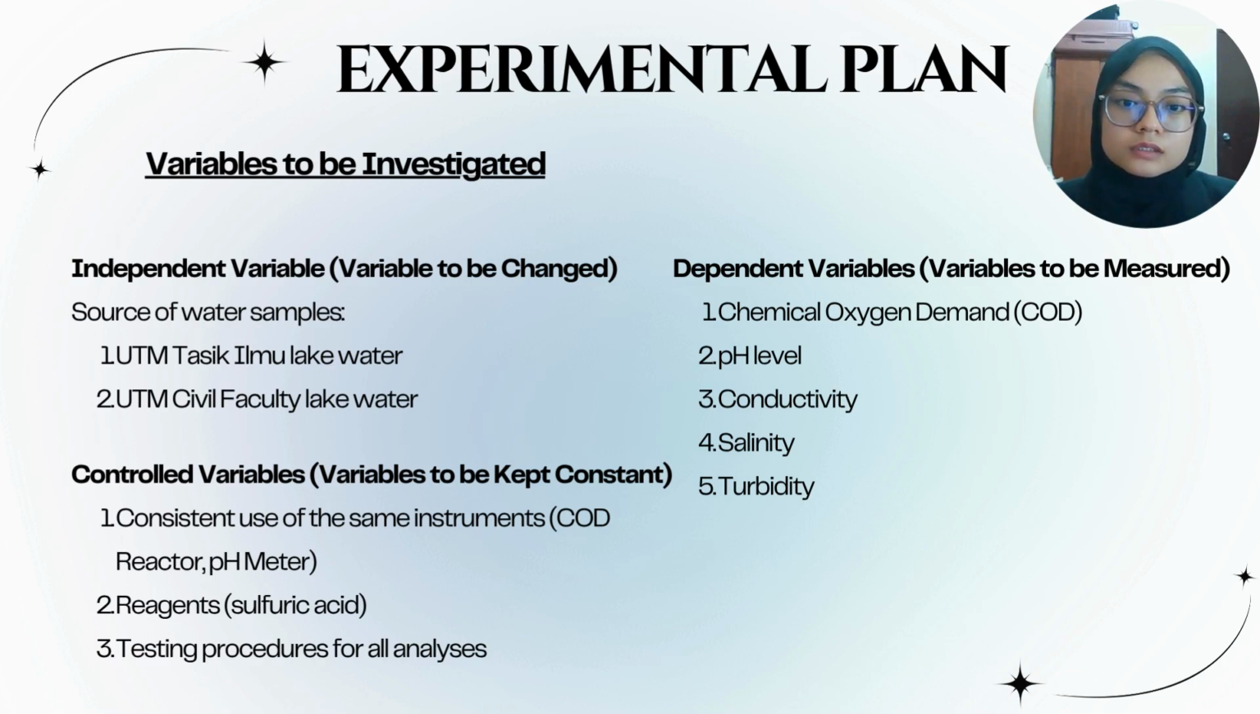And the third one is the dependent variables. So we will calculate the COD, chemical oxygen demand, pH level, the conductivity, salinity, and also the turbidity of both of the water samples.